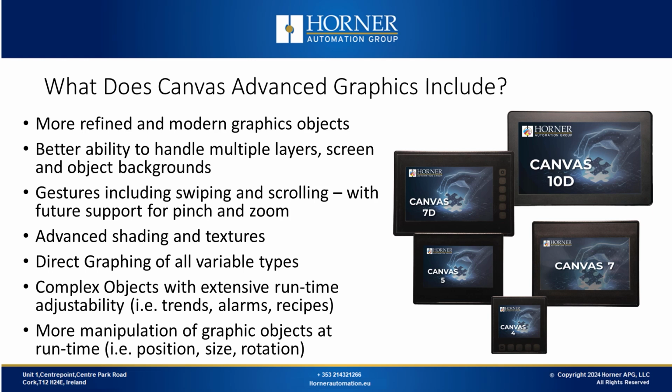For example, if you have a trend with several pens and you want to be able to focus in on some of the pens at any given moment, you now have the ability to dynamically hide and show pens at runtime. You can manipulate graphics objects by tying some of their attributes to variables, such as the X and Y position of the object, the size, and the rotation angle.